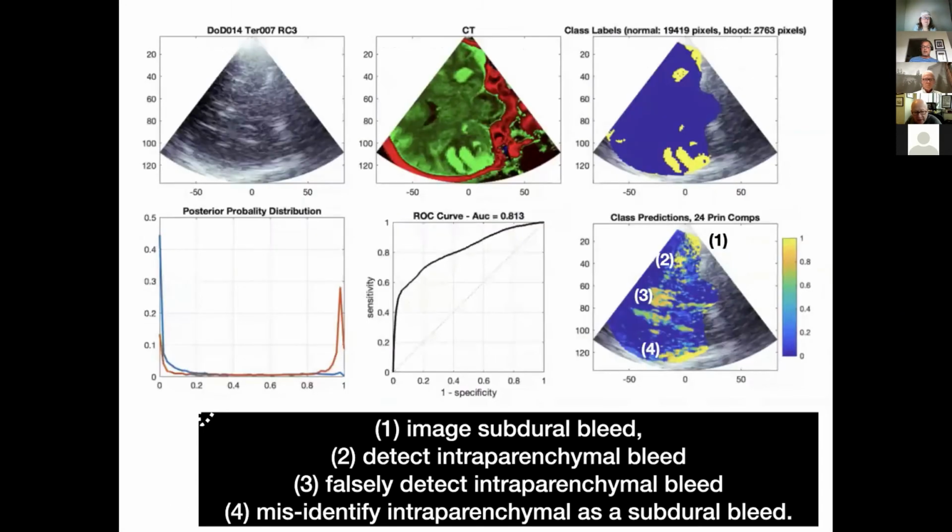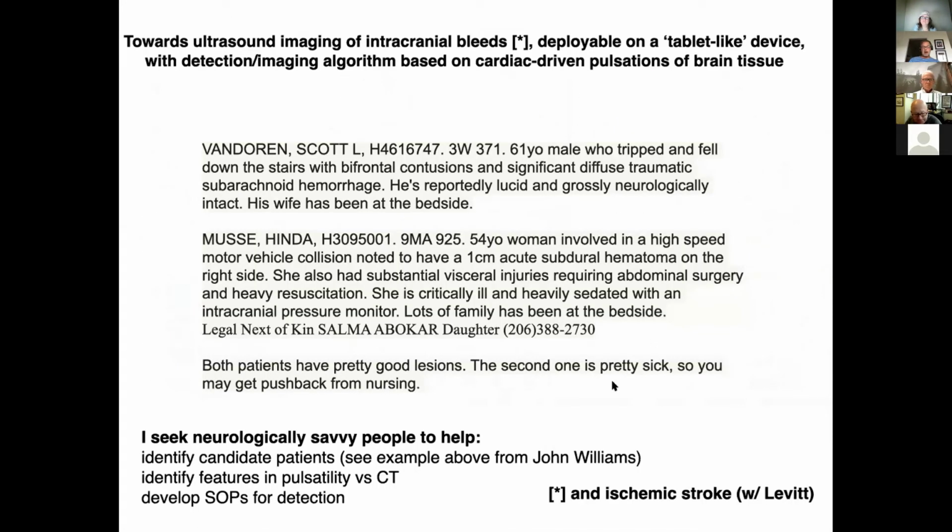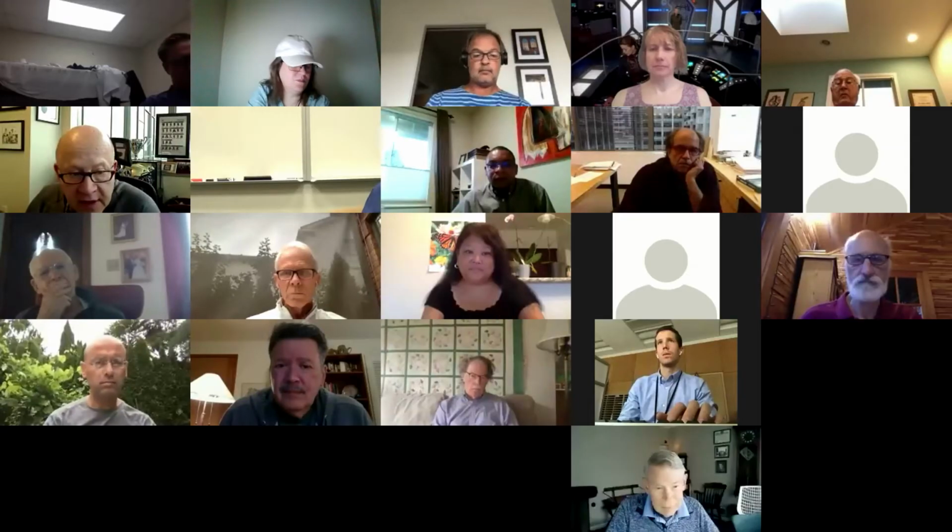Can we wrap up conclusions? Yep, right now. I seek help to help me identify patients. John Williams did an excellent job. Here are some examples of his turgid prose. I seek a collaborator to help identify these features in pulsatility versus CT and develop special operating procedures for detection. That's it. That's wonderful. Thank you for a look at your work.